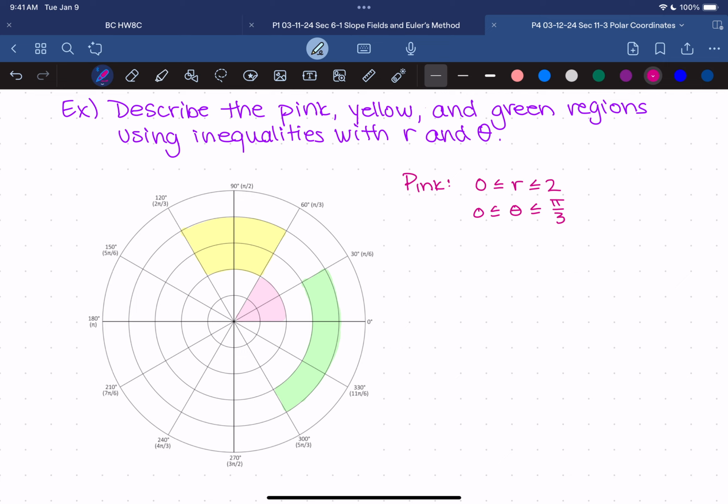So now that you see what they're looking for, see if you can do the yellow and the green regions, and then we'll check in. Go ahead and pause the video and try it out. Okay, hopefully you did. The yellow part starts at a radius 2, goes to 4 all the way. So 0, oops, not 0, oh my goodness, I just said it. 2 is less than or equal to r is less than or equal to 4. And then theta is going from pi over 3 to 2 pi over 3.